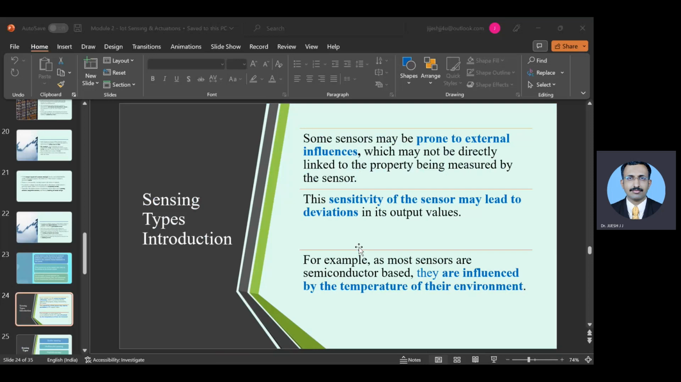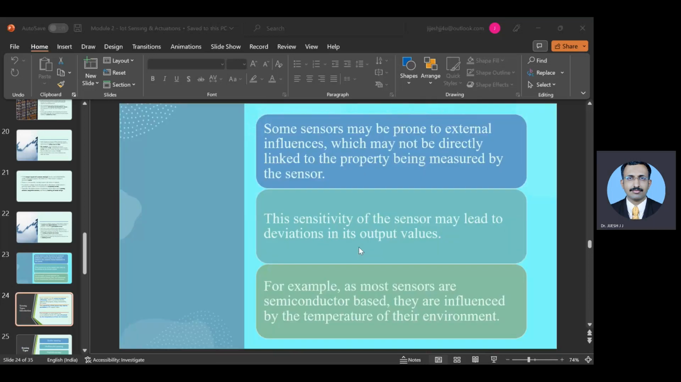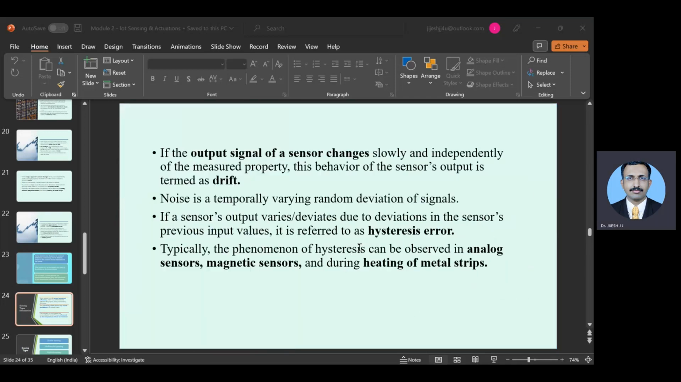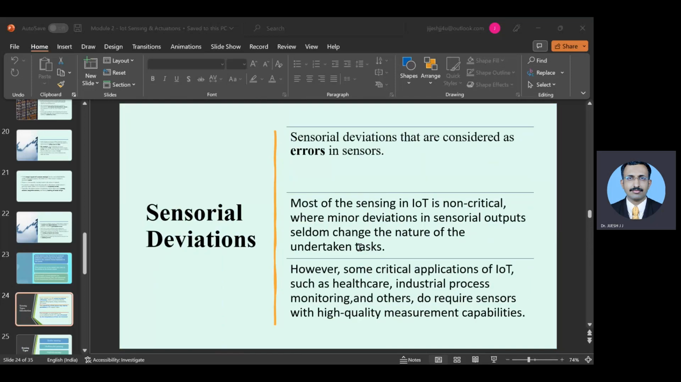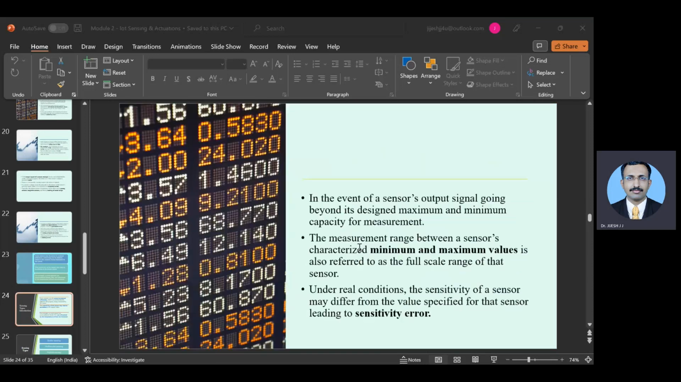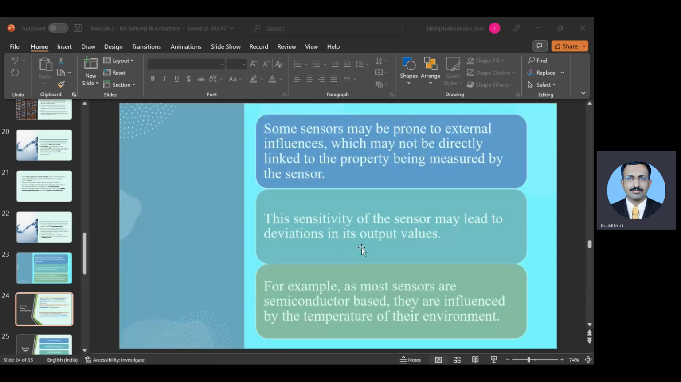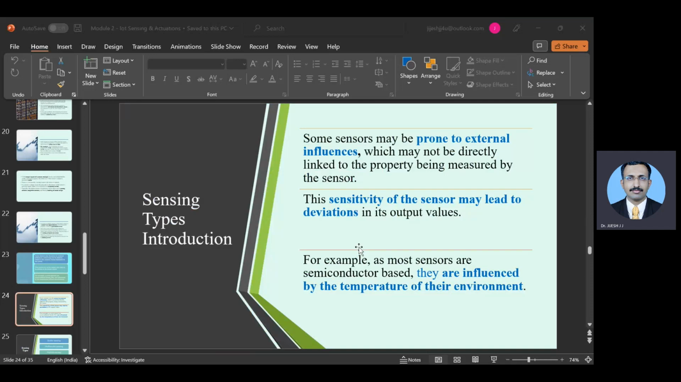So we are in the process of discussing sensing. Today we are going to discuss sensing types. So what are the different sensing types? In the last class you might have done all these things, no, in the previous class. I think we have done with sensorial deviation. Then today we have to go ahead with sensing types. So let us see what the sensing types are.